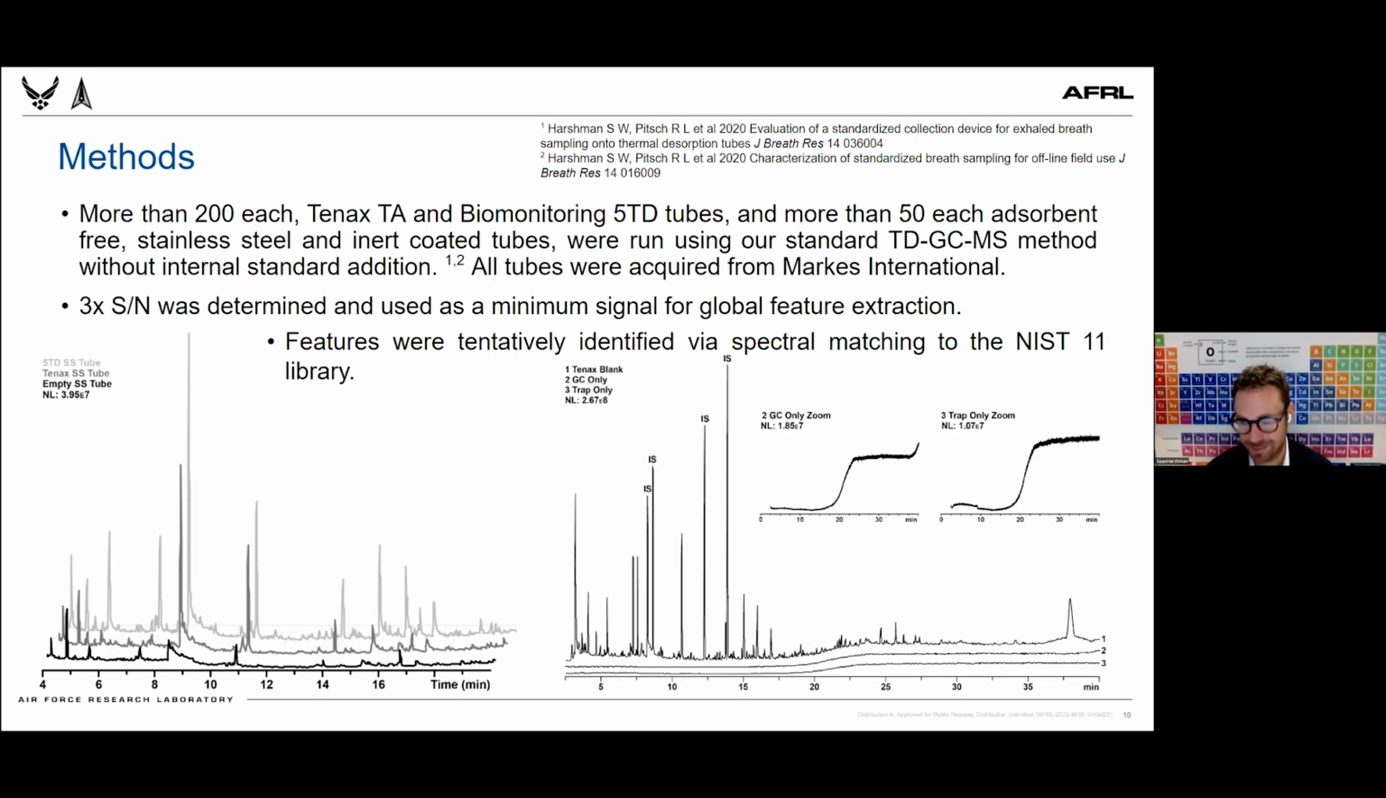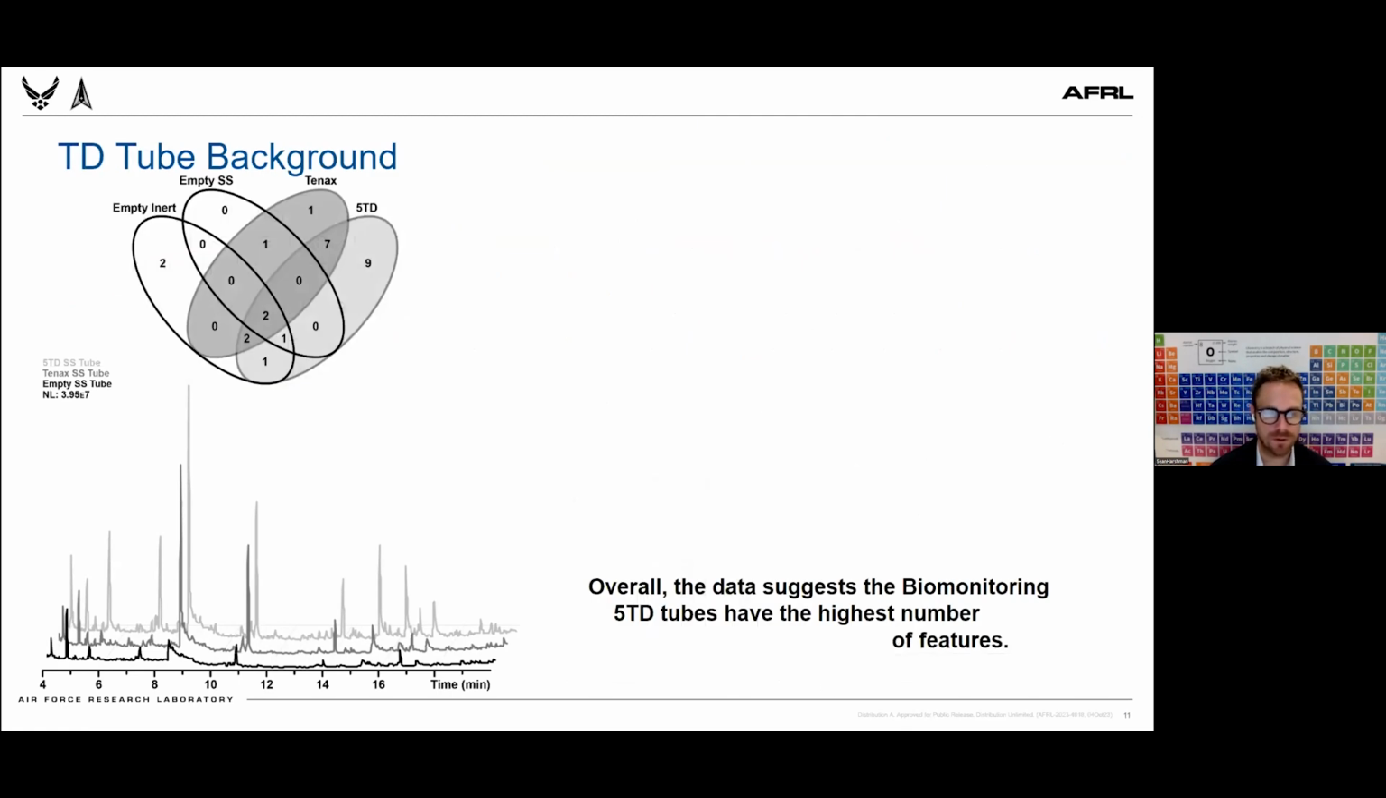There's the GC and trap only. So these are the controls to ensure that it's coming not from our system, but actually from the TD tubes. And so what we found is the biomonitoring 5TD, the dual bed tubes, have the most number of features using the criteria that we used, but again, both adsorbents contained background features, whereas the empty features were much less.